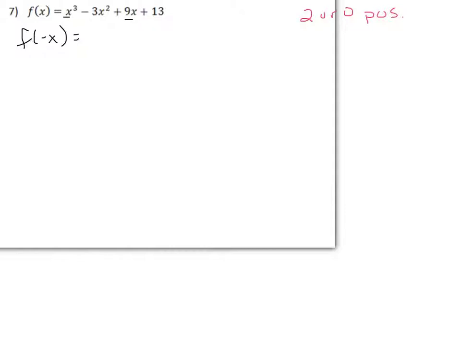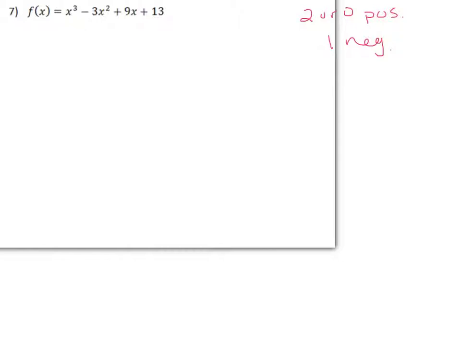So this positive x to the third would become negative. Our negative 3x squared would stay negative. Our 9x would change to positive, and our 13 would stay positive. Looking at sign changes here, we just have 1. So that means we have 1 negative. Okay. So now from here we can go ahead and solve these.